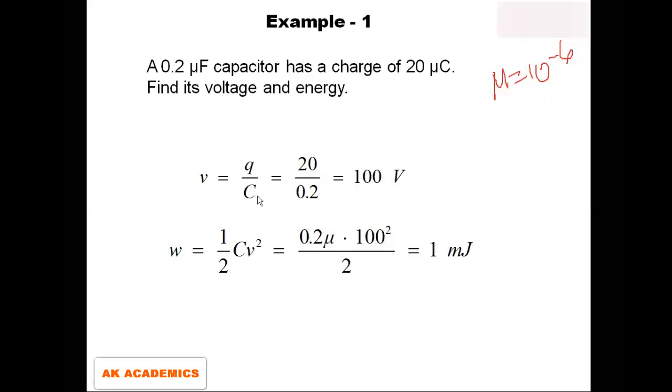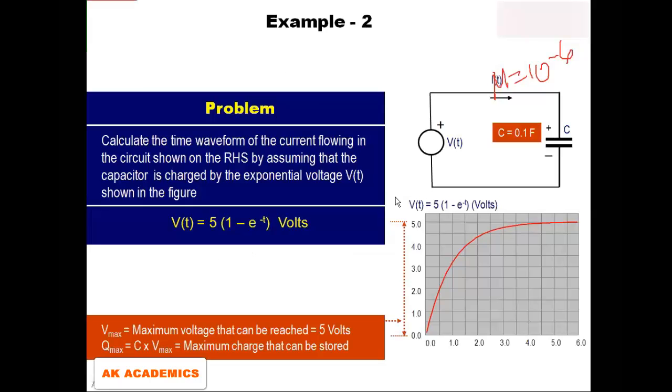To find the energy, it can be written as half CV squared, just like we found in the previous slides. Our C we know already, and V we just calculated. You put them in, and if you multiply them out, you obtain 1 millijoule as your energy. So this is a very simple example.